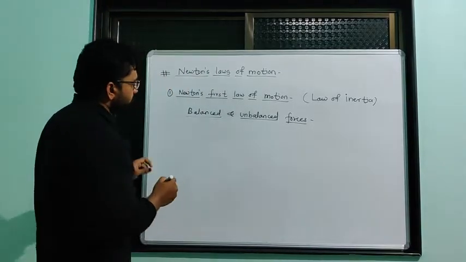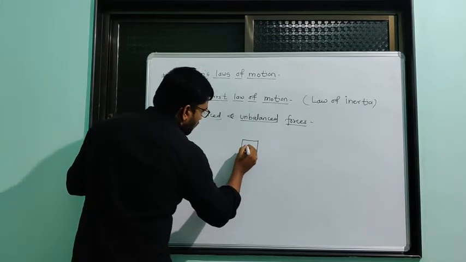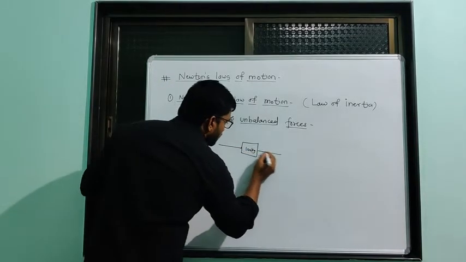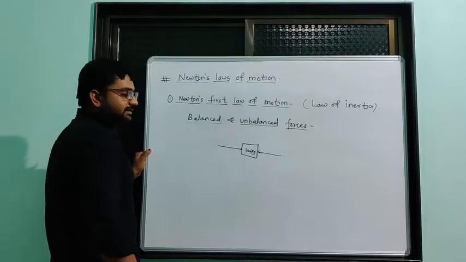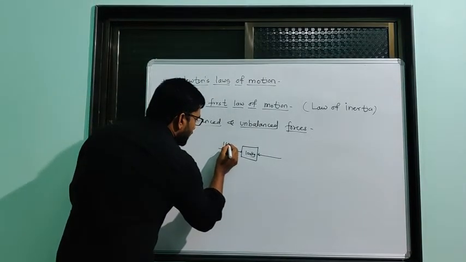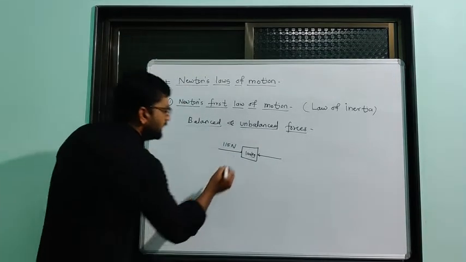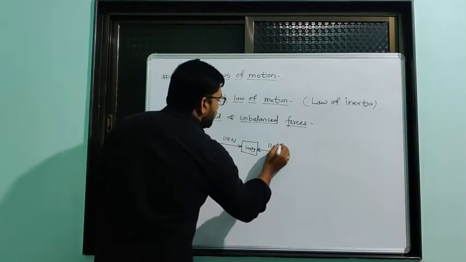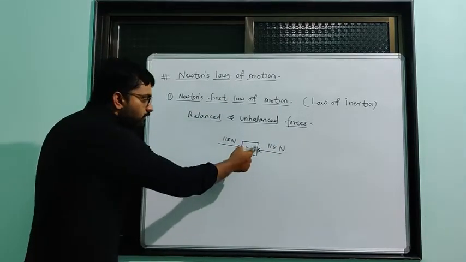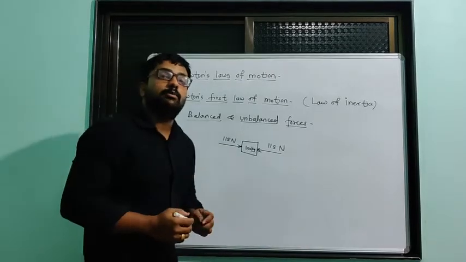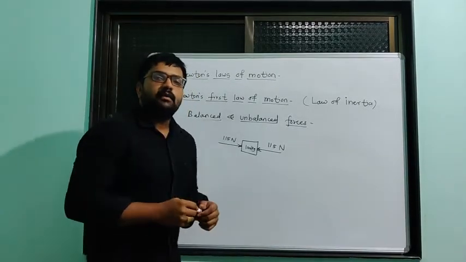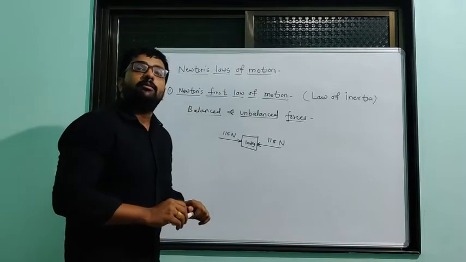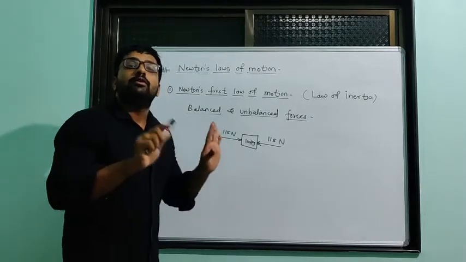Suppose this is an object of 100 kilograms, and two persons are pushing that object from opposite sides. If this person applies 115 Newton force in this direction, and this person also applies 115 Newton force in the opposite direction, these two forces are in opposite directions. So in which direction will that block move?